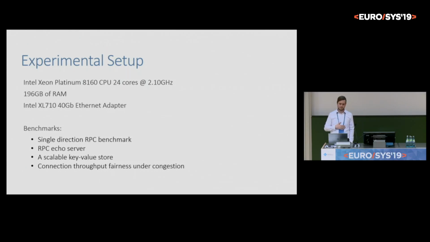For our experimental setup, we have an Intel Xeon Platinum with 24 cores, about 200 gigabytes of RAM, and most importantly, we have a 40 gigabit Ethernet NIC that could be considered commodity in a data center environment. Benchmarks we run are a single directional RPC benchmark, an RPC echo server, a scalable key value store, and a congestion throughput fairness experiment under network congestion.